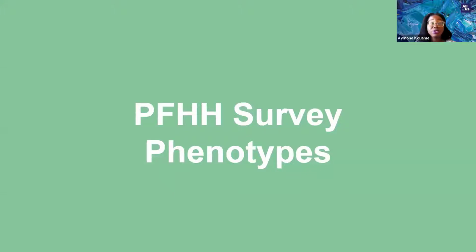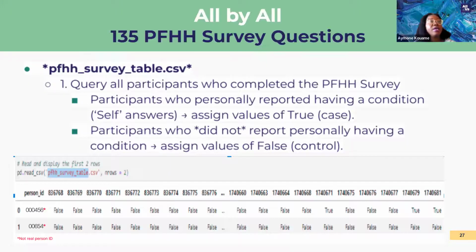Now, for the personal and family health history, how we queried the data that was sent to the All by All team is that we queried all participants that completed the survey, and we only kept those who reported having personally the condition. The PFHH survey asked participants whether they themselves or a family member has a particular condition. We only selected those who said, I myself have this condition. People who didn't report having that condition personally were the controls. So cases were those who had the condition, controls were those who didn't.